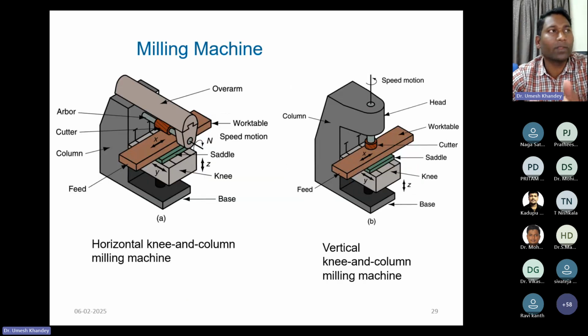We'll discuss this. So milling machines look like this: horizontal knee and column milling machine, vertical knee and column milling machine, depending upon its ram or saddle situations, or you can say the spindle on which the cutter is going to be mounted. One is vertical, one is horizontal.